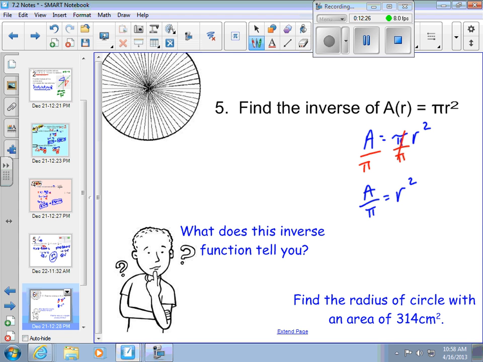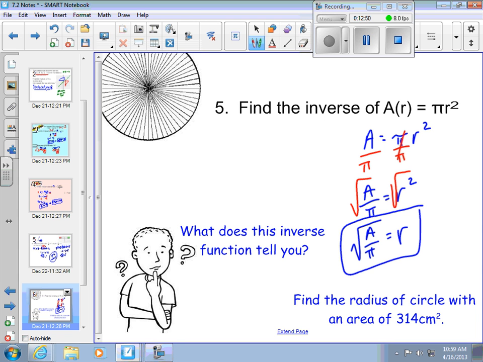Oh, I still have to get rid of that power of 2. To get rid of a power of 2, we want to take the square root. So if we take the square root of both sides, now we have the equation r equals the square root of A over pi. And now that would be the inverse. Now we have an equation that says r equals instead of A equals.